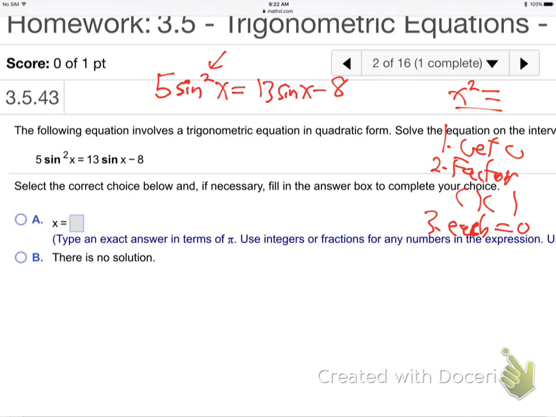So we grab the 13x, jump it over, the minus 8, jump it over. So we get 5 sine squared x minus 13 sine x plus 8 equals 0. So far, so good, right? They change signs when they jump over.